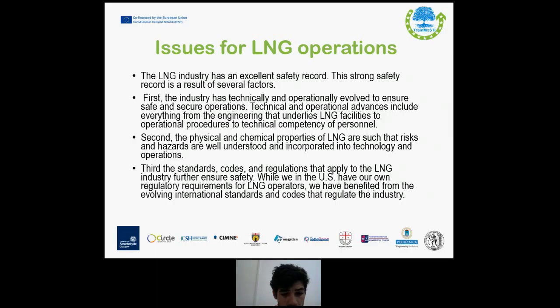Third, the standards, codes, and regulations that apply to the LNG industry further ensure safety. While we in the US have our own regulatory requirements for LNG operators, we have benefited from the evolving international standards and codes that regulate this industry.